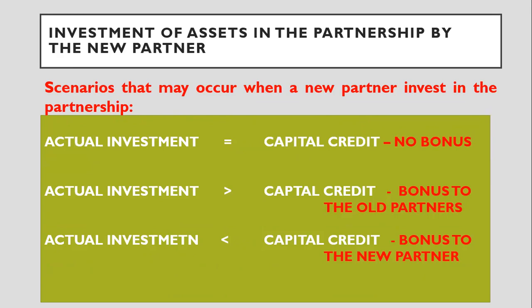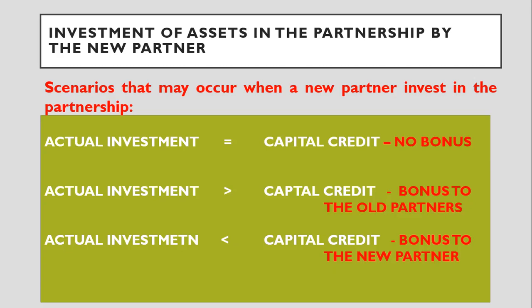The first one is actual investment is equal to capital credit. So what happens is that there would be no bonus. For example, the actual investment is 1 million and the capital credit is 1 million. So no bonus either to the new or to the old partners. The other one, actual investment is more than the capital credit. This results in a bonus to the old partners. For example, the actual investment is 1 million and the capital credit is 800,000. So the 200,000 will be given as a bonus to the old partners.